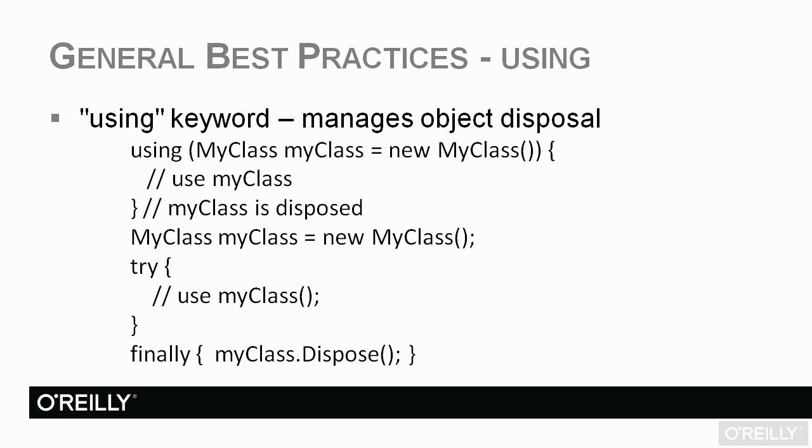Now, of course, there's no exception handler in this try, so we're not exactly trying to catch any problems. We just have a finally that's calling the dispose. And that's why this is roughly equivalent to the using, which is definitely much cleaner code. Of course, if you need to catch exceptions, then the try catch finally pattern is what you should use.